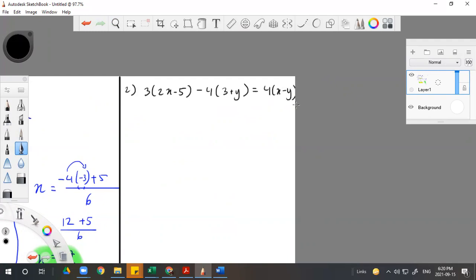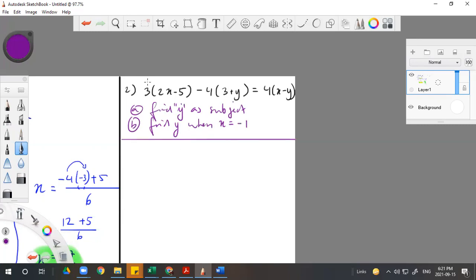Wow, okay, this is quite challenging, right? So there's so much to do because we have to deal with the triple rainbow rules, right? First, second, and last. Okay, slowly but surely. Do it one by one. Question: find y as the subject, or you have to isolate the y, right? This is y as a subject. And B, find y when x equals -1. Okay, just a simple question, but not simple working.